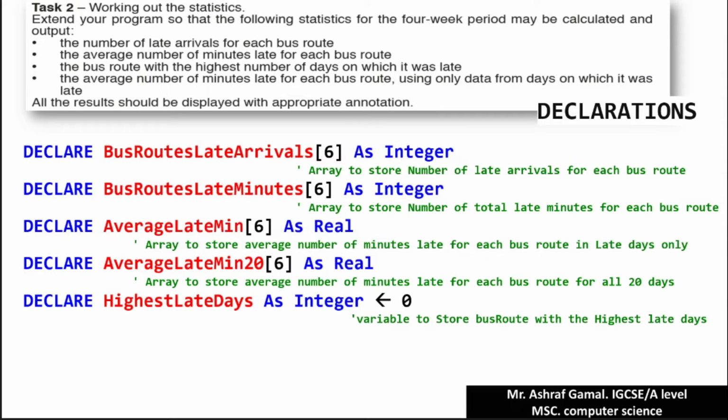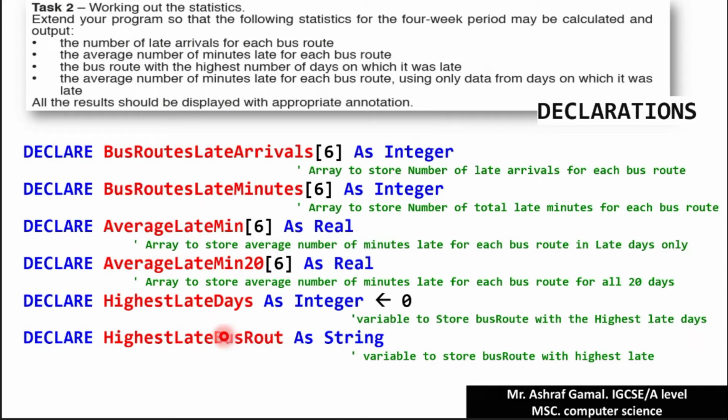Then we need to declare 2 variables. The first one is the highest late days. So this variable is going to maintain the highest late days for this specific bus, and then if the next value is higher than this, the highest would be replaced with the new value, as we are going to see later on. And then this one, since its data type is a string here, is going to maintain the name of the bus in which it was late the highest.